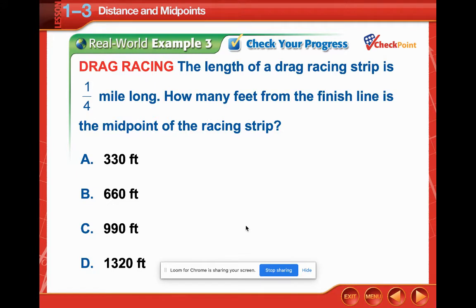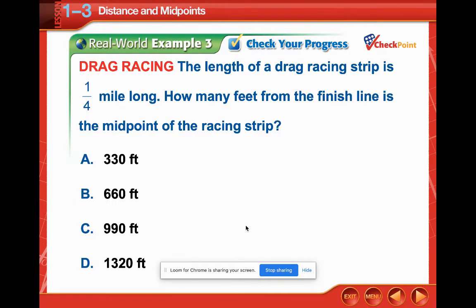All right, the length of a drag racing strip is 1/4 mile long. How many feet from the finish line is the midpoint of the racing strip? This is kind of a tough question. For this, you kind of need to know how many feet are in a mile. If you don't know that, you're really going to struggle with that.